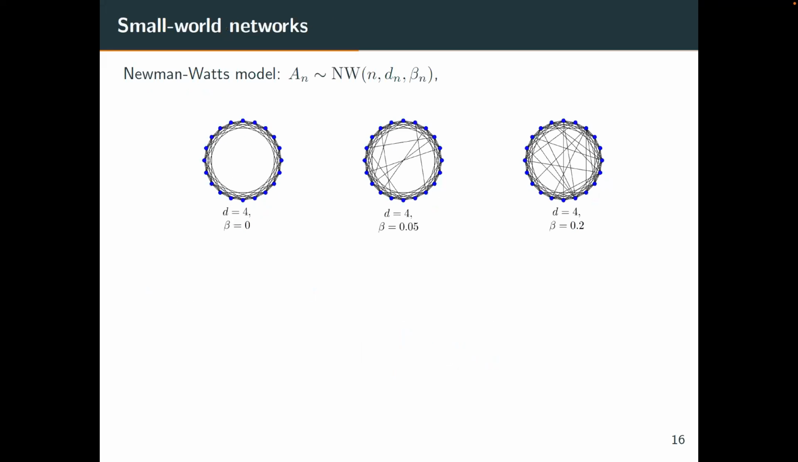We can do the same analysis for other types of models. For example, for the Newman-Watts model, this is a way of generating networks with the small world property. So the idea is that we have two parameters, D and beta. D is the size of a grid in a network. So basically, this creates a lot of triangles in the network here, depending on the value of D, right?